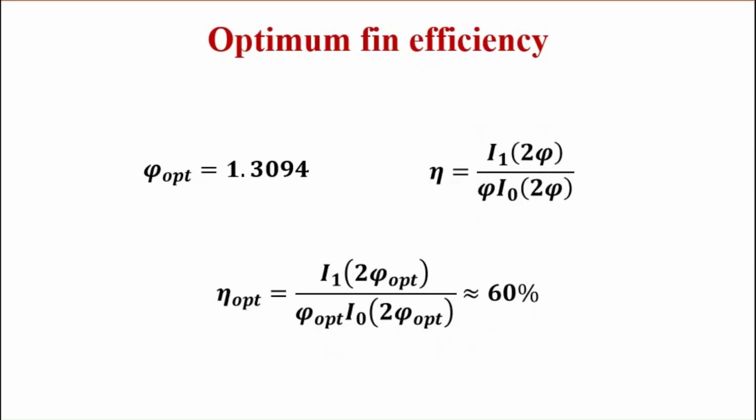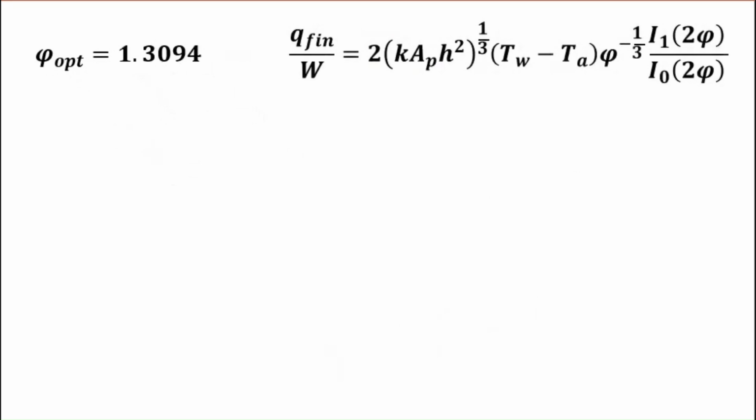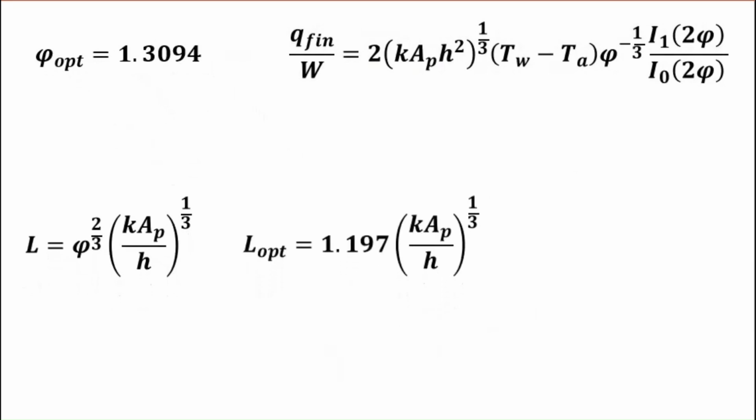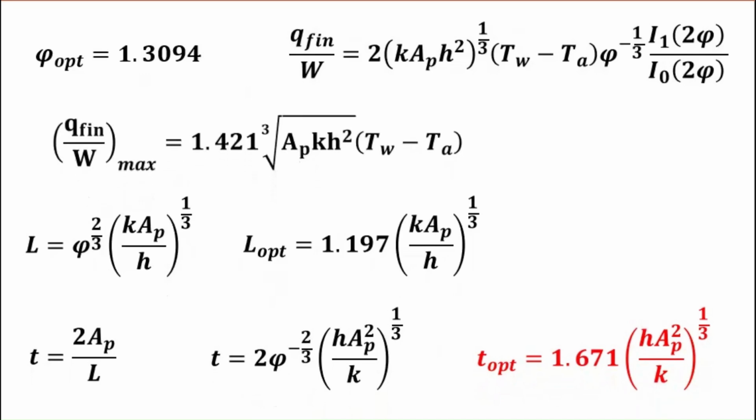At this optimal condition, although the fin efficiency is only about 60% of the ideal fin, the heat transfer rate is maximized. From this result, the optimal fin dimensions, including both the optimal thickness and length, can be determined for the specified base area and heat transfer conditions. In addition, the maximum heat transfer rate from the fin is obtained under these optimal conditions.